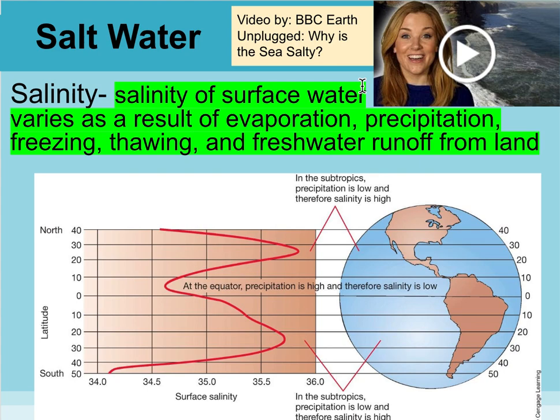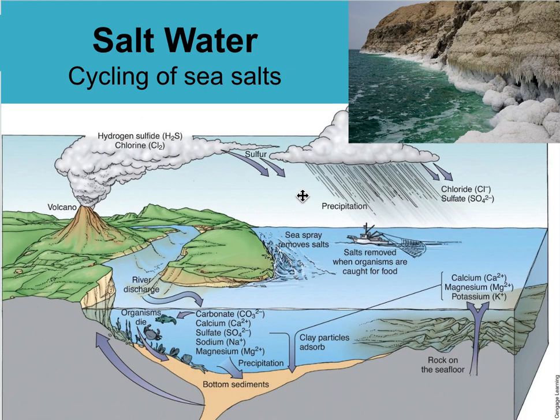But basically the amount of salt in the water will change drastically based on all of these different factors like evaporation, precipitation, freezing, thawing, runoff from the land. All of those things will affect it. And here's another image of what that cycling looks like and how that can change.